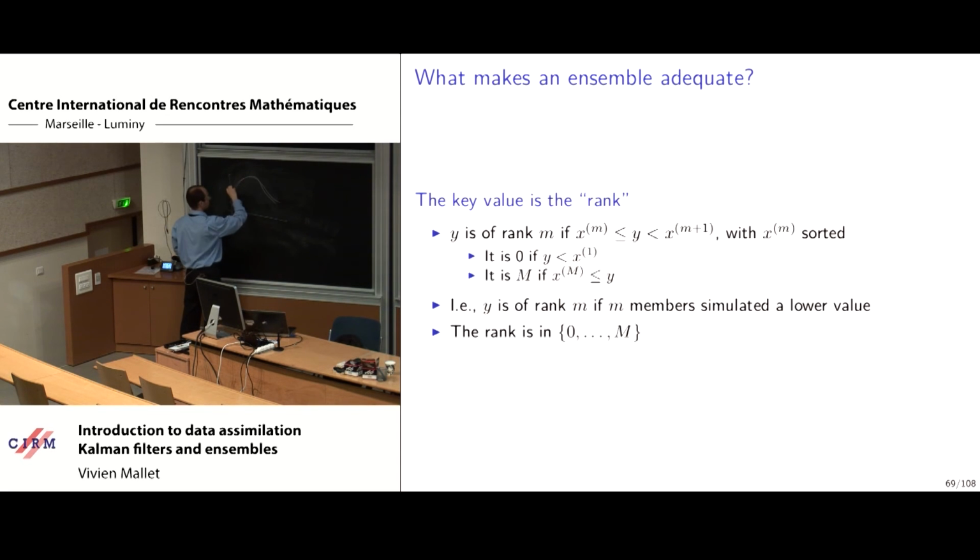You have your ensemble members, and every time you have an observation, I'll put one observation here, you compute its rank. The rank is the number of members that have a lower value than the observation. I put it here, and I have 1, 2, 3, 4 members below that observation, so the rank of this observation is 4. If I have a new observation here, its rank is 0 because I have no members below. And if it's on the top, then it's 5.